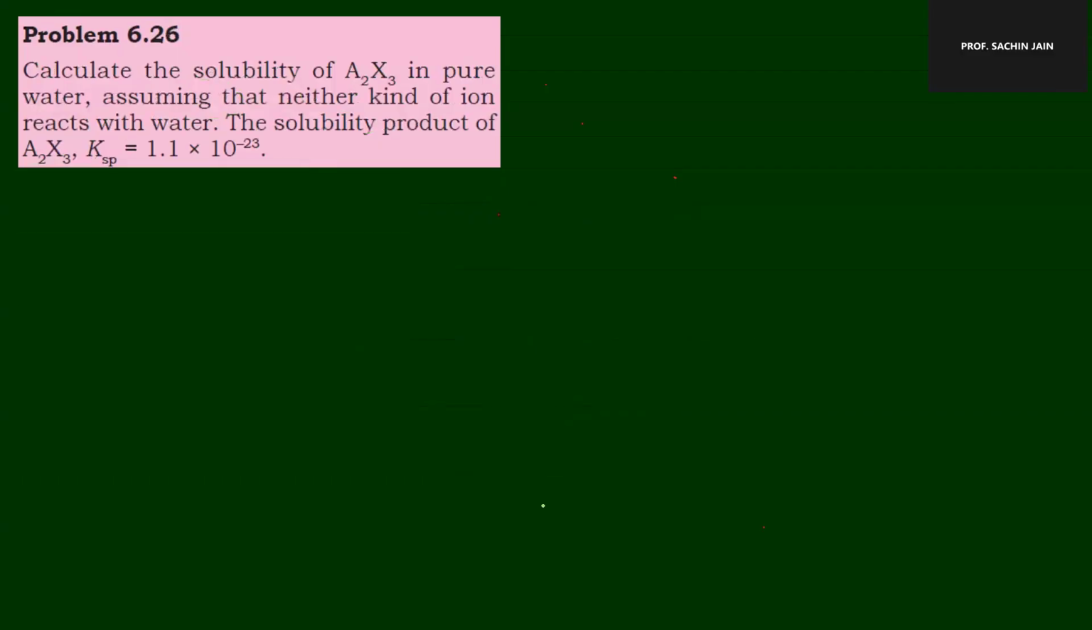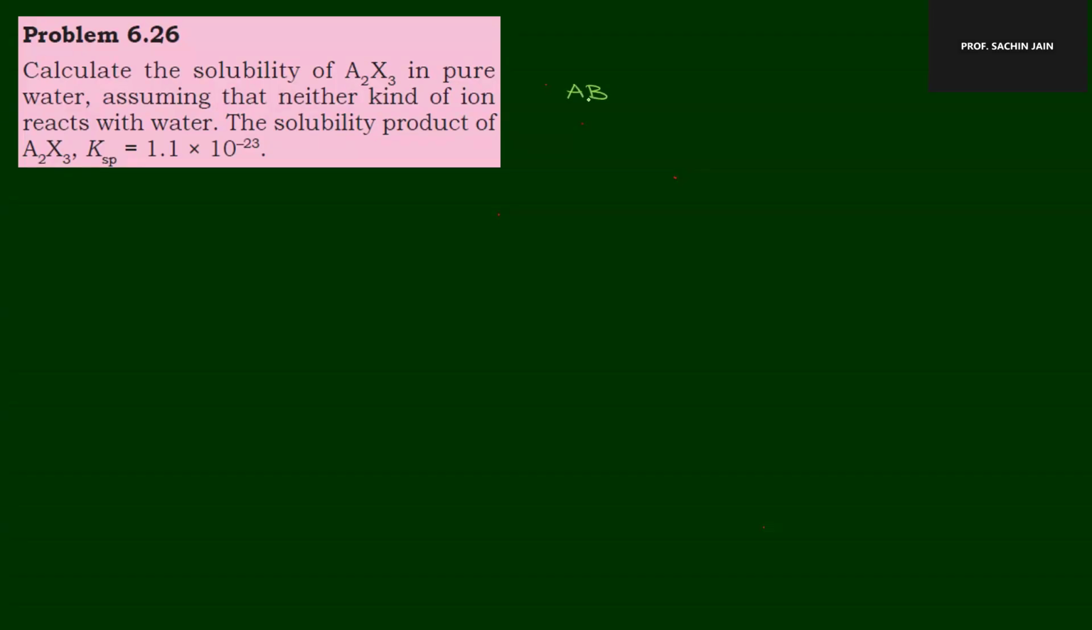ओके. फिर लास्ट में वी हैव द सॉल्युबिलिटी प्रोडक्ट का रिलेशन. So you are asked the solubility of A2X3 in pure water assuming neither kind of ion reacts with water. So solubility product of A2X3 is given. अब इसका एक्चुअली डायरेक्ट रिलेशंस है जो, इफ यू रिमेंबर, it's easy to solve the question.